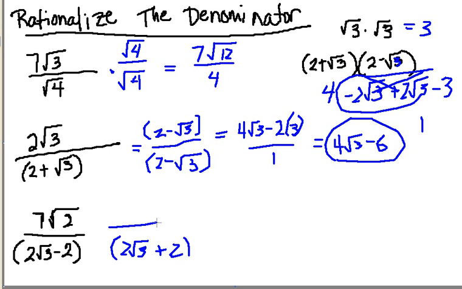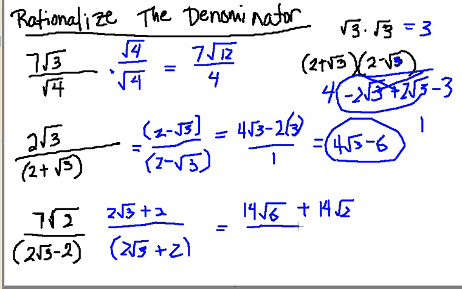Okay, and now whatever I multiply in the denominator, I have to multiply in the numerator. Okay, alright, and now I can just distribute this. I got 7 square root 2 times 2 square root 3. 7 times 2 is 14. The square root of 2 times square root of 3 gives me the square root of 6. Next, I'm going to do my next term. 7 times 2 is 14, and then I have a square root 2. So that's what my numerator simplifies into.